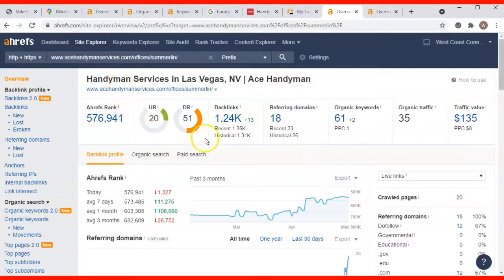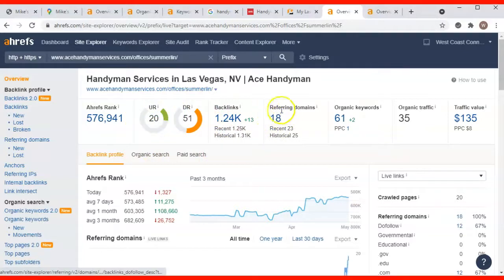So Ace is ranking. This is the strength of their site right here. It's on a 0 to 100 scale, 0 being the weakest, 100 being the strongest. So as you can see, this 51 is really high. Typically most sites are anywhere from the teens to the 30s. Anything above 30, like you get into that 40, 50 range, it's a pretty strong site.